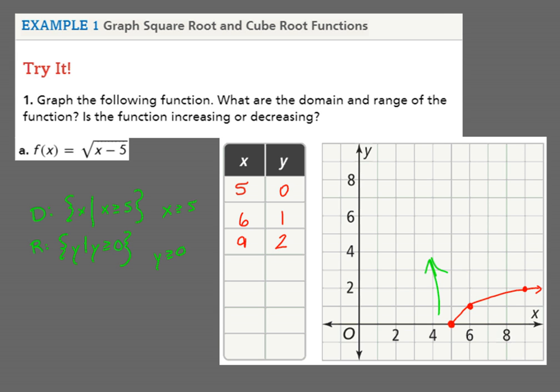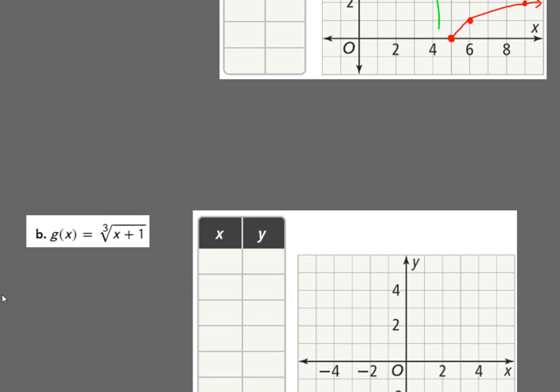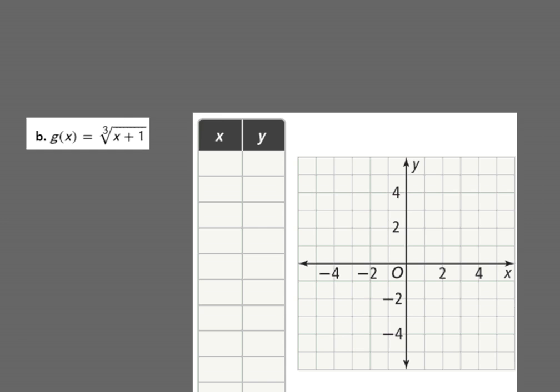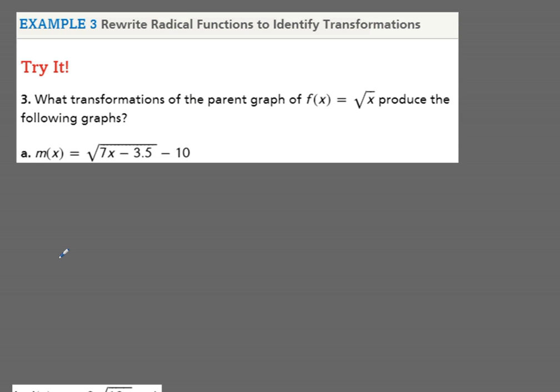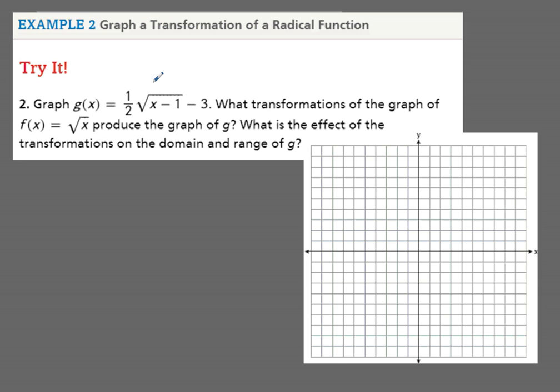Now we'll do part B in class. That one gets a little bit more tricky with the cube root, but we'll do that one in class. Okay, example 2. Graph g of x. What transformations of the graph of the original f of x produce this graph? What is the effect of the transformations on the domain and range? Okay, so we have a lot of questions to answer here.